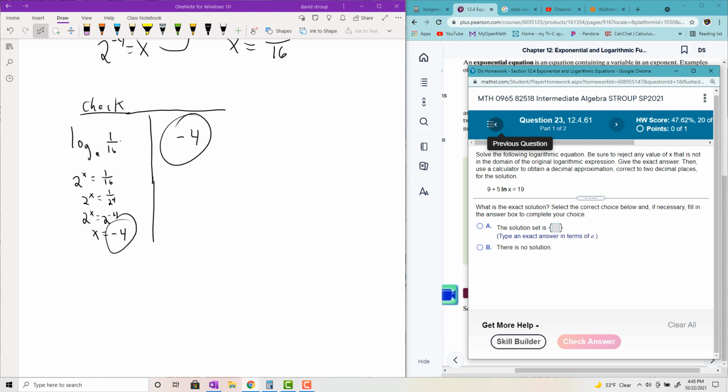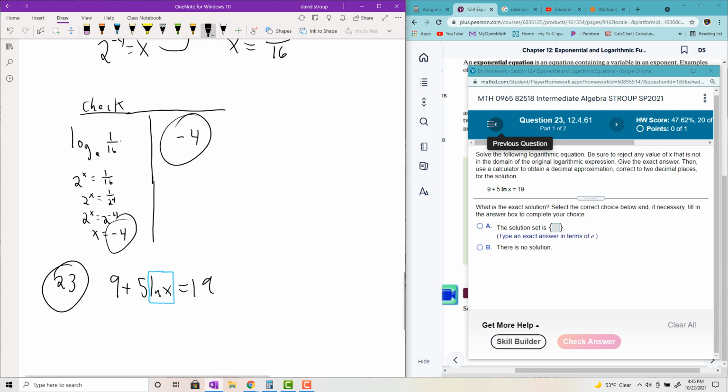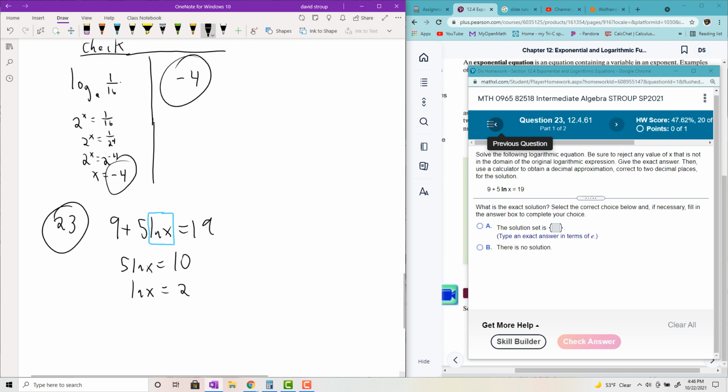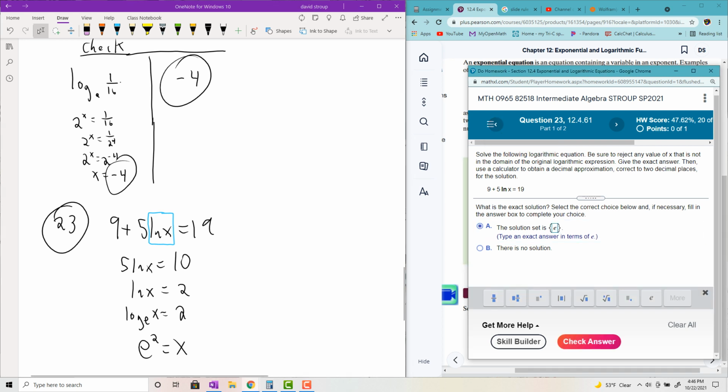All right. Number 23, what you have to do first is isolate the natural log. So I have 9 plus 5 ln x equals 19. Just like before when we were isolating the exponential part, now you want to go after this ln x. So 5 ln x equals 19 minus 9 is 10. Divide by 5, that's 2. Remind yourself what ln x is: it's log base e of x. In other words, e to the second power equals x, and that's your answer. You can type your answer in terms of e. So e squared.